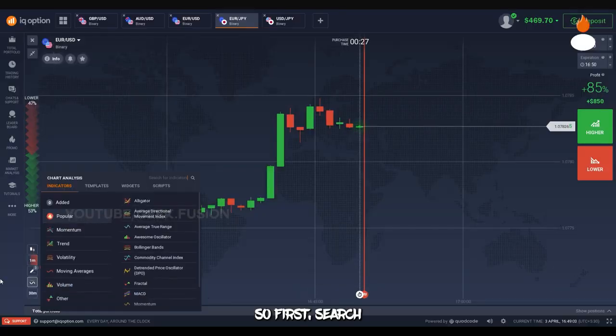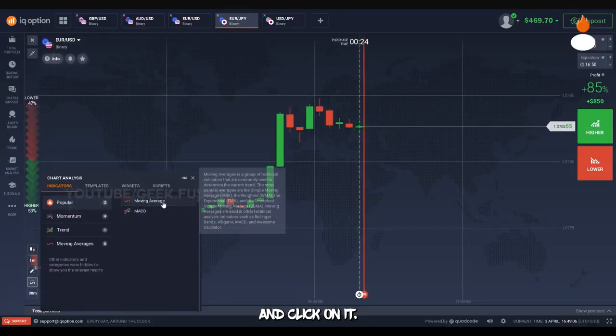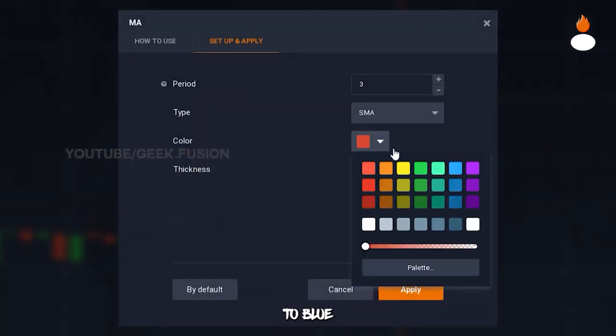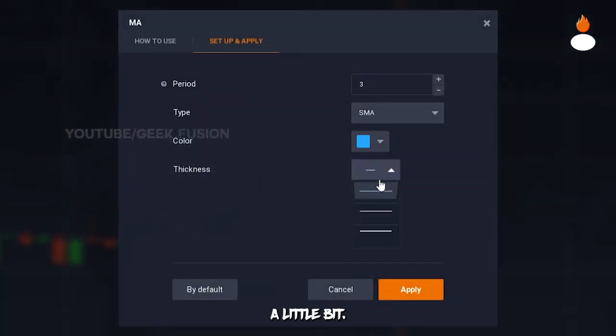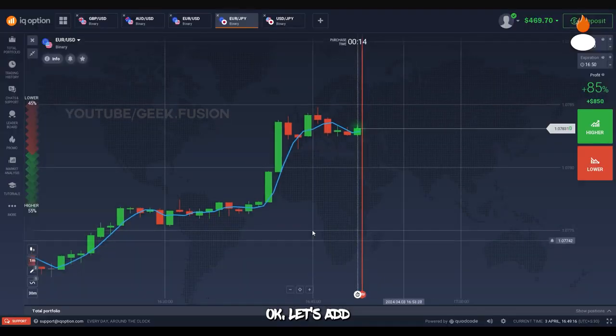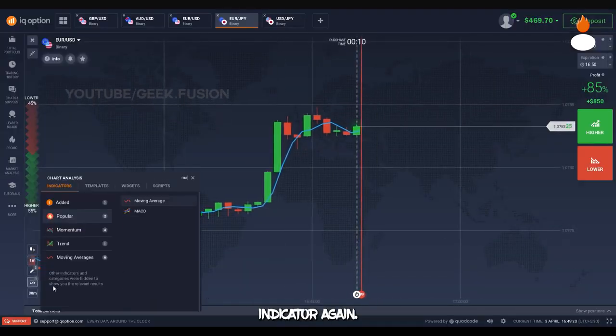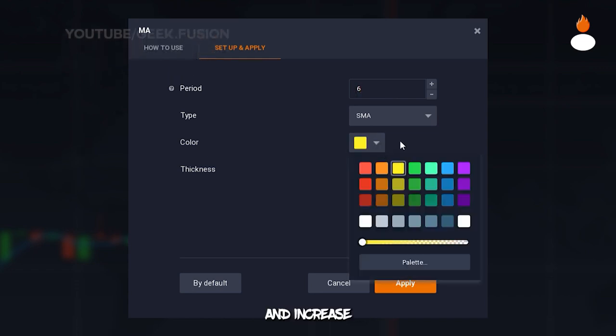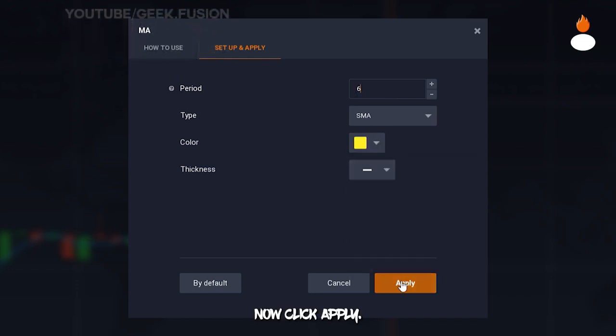So, first, search for the moving average indicator and click on it. Now, change the period to 3. Also change the color to blue and increase the thickness a little bit. Now click apply. Okay, let's add the moving average indicator again. Search again for the moving average, change the period to 6, change the color to yellow, and increase the thickness a little bit. Now, click apply.